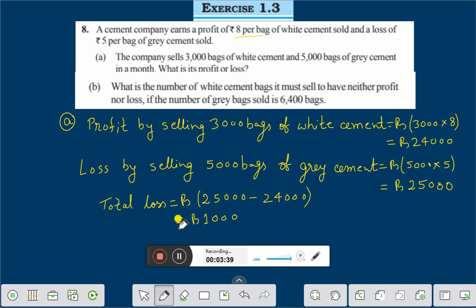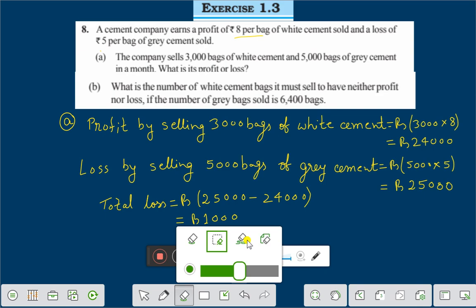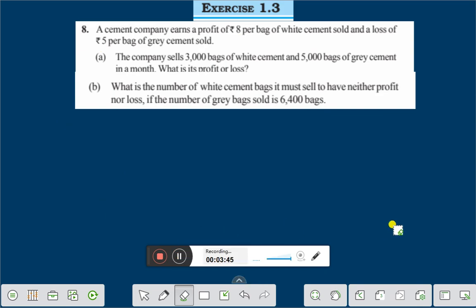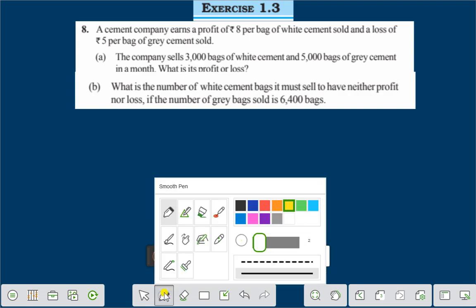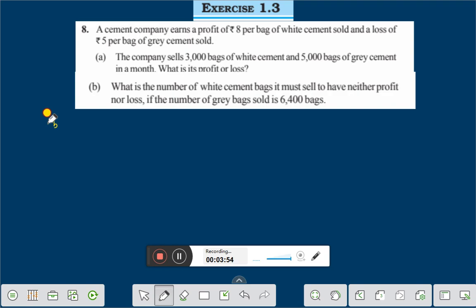Now we solve question number B. Question number B is: what is the number of white cement bags it must sell to have neither profit nor loss if the number of grey bags sold is 6400, right?